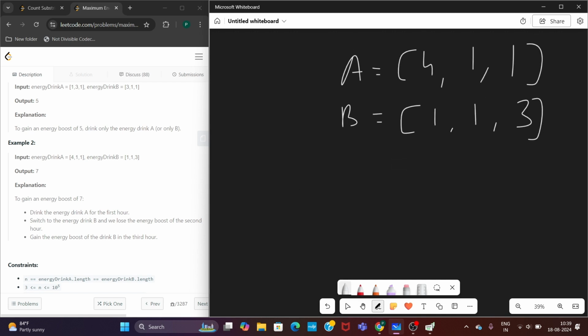Let's see our first pair. First pair is what? 4 and 1. Maximum of 4 and 1 is what? 4 over here, as you are able to see. Okay, so we will be starting with 4, which means our C will be now 4.